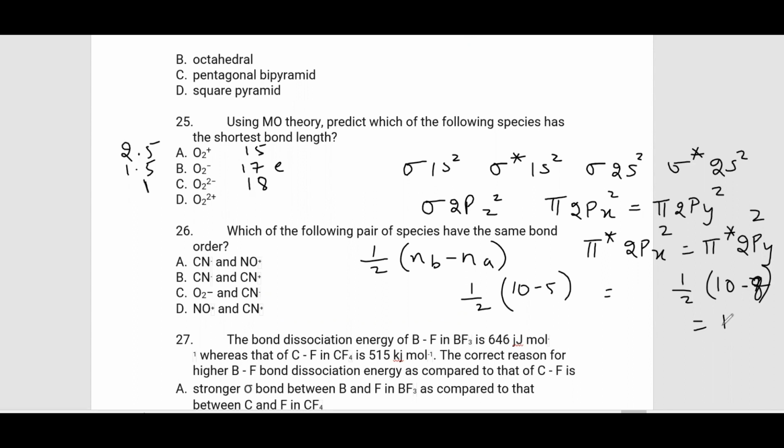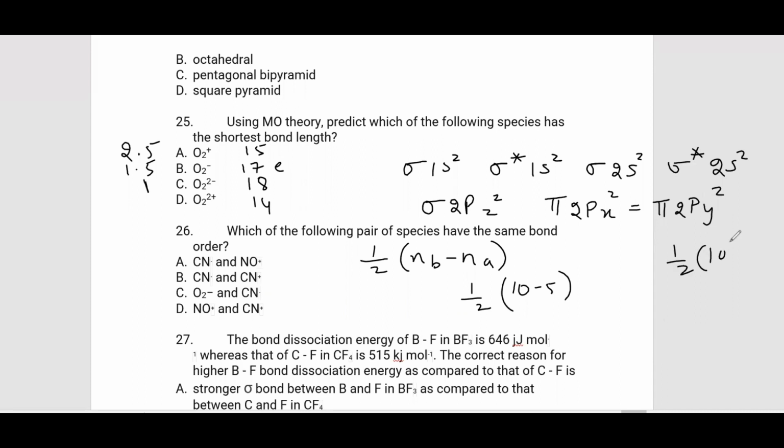And O2 2 plus, number of electrons will be 16 minus 2, it is 14 electrons, and for 14 electrons the MO configuration is this one. So the bond order also changes. Number of bonding electrons will be 10 only, and number of anti-bonding electrons are just 4. So half into 10 minus 4 is 6 by 2, and it is 3. So O2 2 plus is having the highest bond order, and so this will be having the shortest bond length.